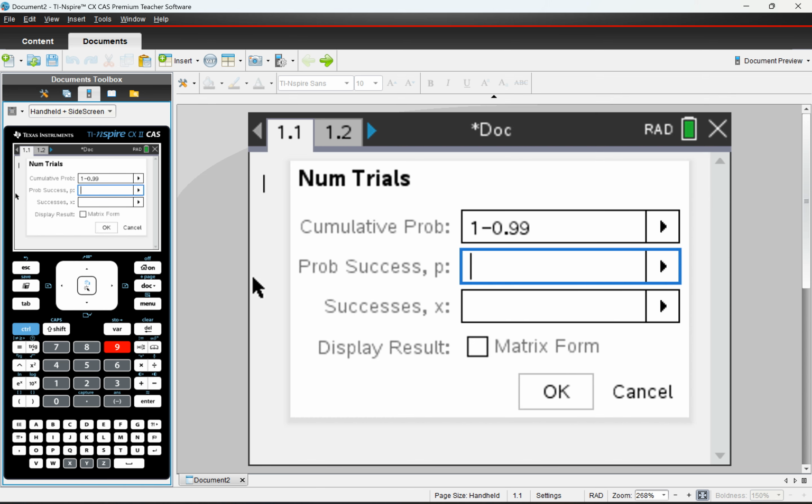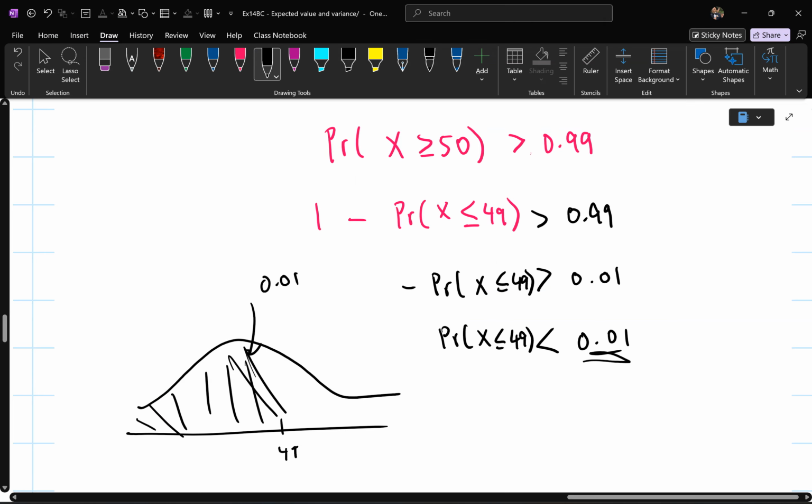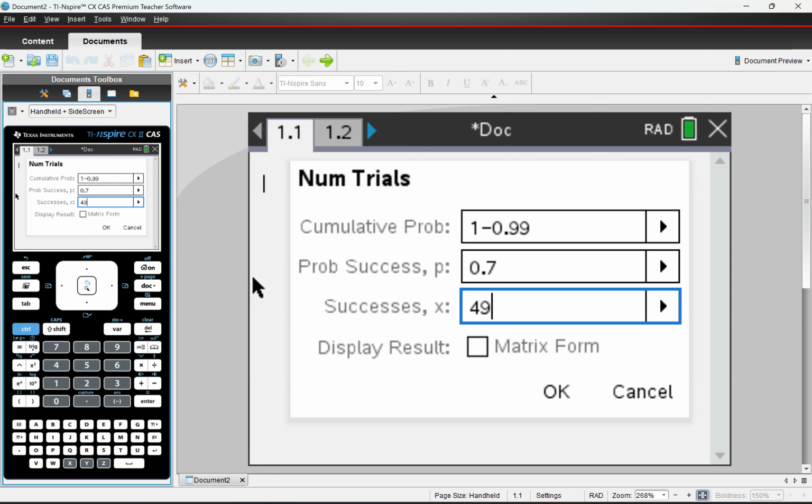Type in the probability of success. In this case, it was 70% chance of being able to get it in. And number of successes, well, we know it's 49 being the cutoff. Because it's discrete, 49 is the shot, 50 is what we truly want, this is what we don't want. So 1 minus this will give us everything else we want. Okay? So from here, the calculator can do that.